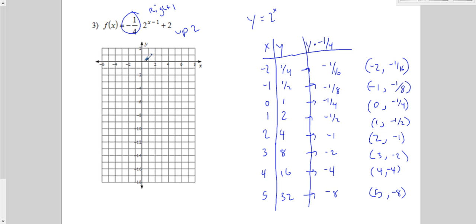Okay. So let's go ahead and plot these points. And maybe I'm going to start from here down and just plot those points. Because these points are going to be harder to plot. And really all I need to do is get the general idea of the graph anyway. So 0 and negative 1/4. I'm going to move right 1 and up 2. So it's going to be right there. 1 and negative 1/2. So right 1 and up 2.